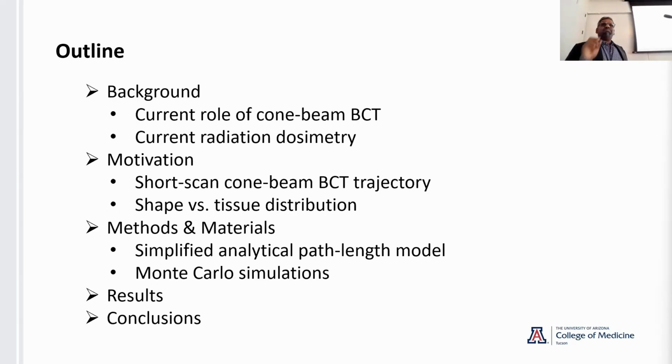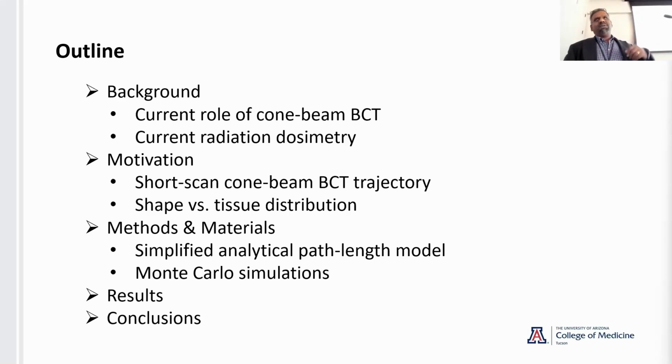So I'm going to spend a bit more time on the background side because breast CT is sort of unique. We have a diverse set of audience here, so I'll spend a bit more time on what breast CT is, and also about the radiation dosimetry and breast imaging in general and specific to cone beam breast CT. Our motivation for the study is we are now investigating a short scan breast CT system.